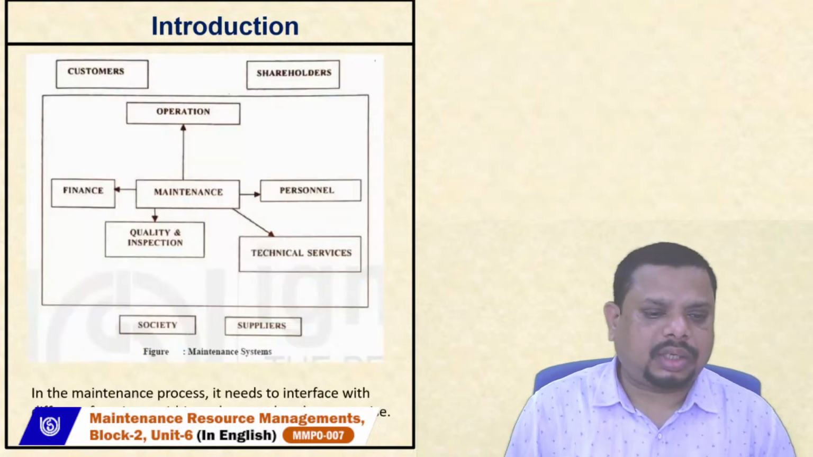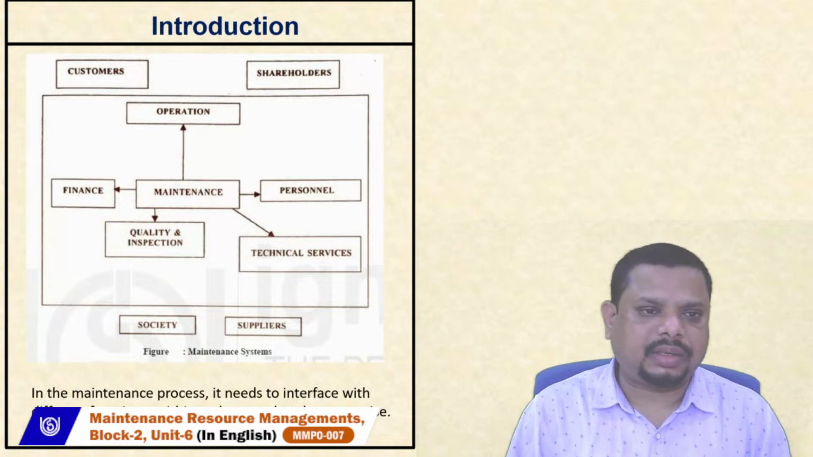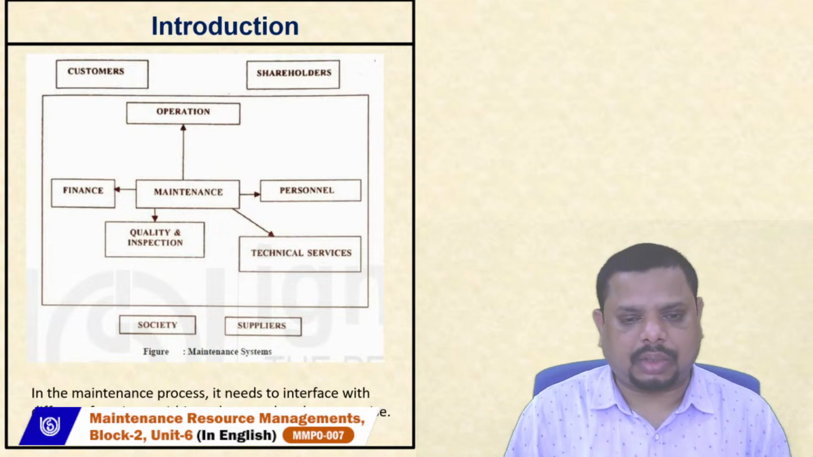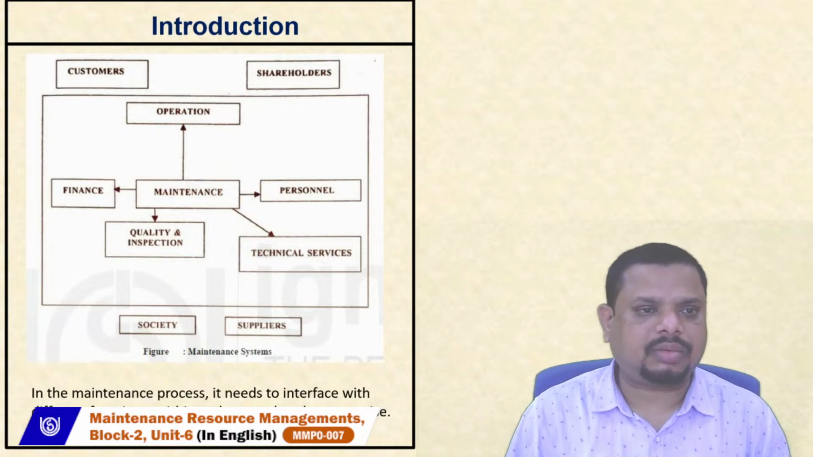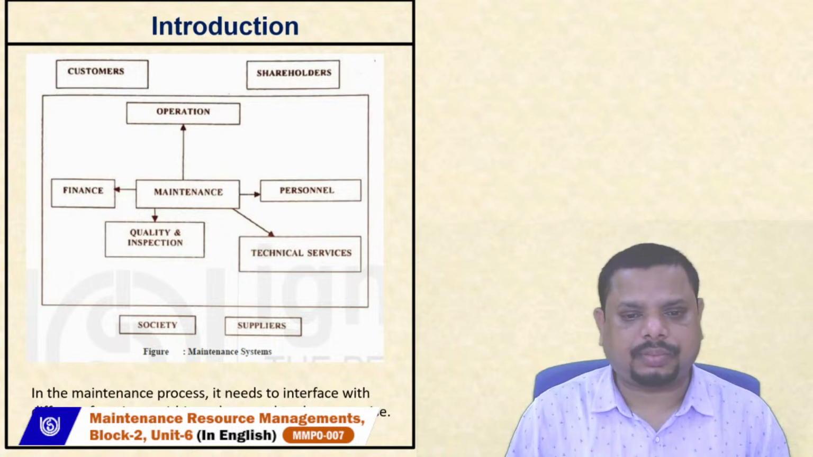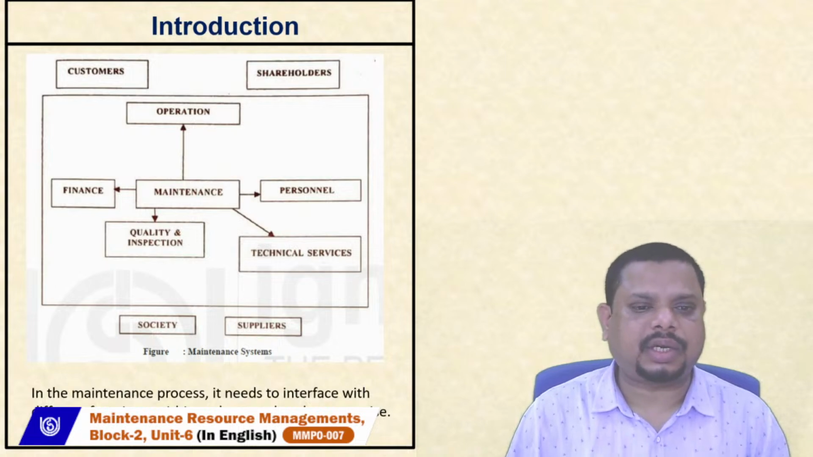So here, before implementing the information enabled maintenance system, first we have to understand who is within the organization and who is outside the organization. Starting from the customers, shareholders, society, and suppliers, these are the external parties, and they also provide various types of data which are essential for your maintenance related work.